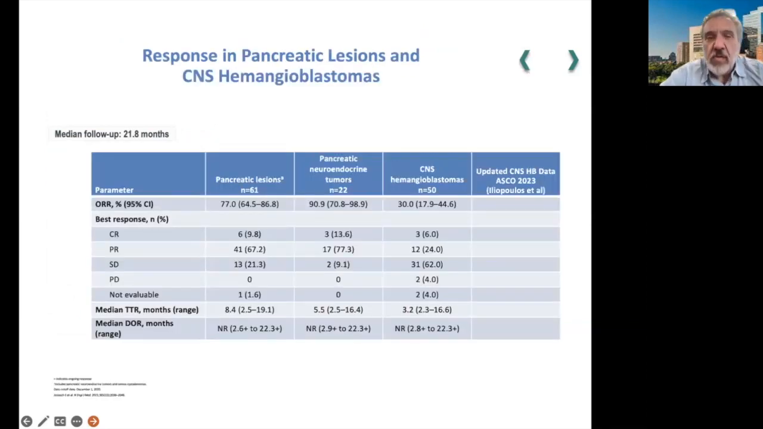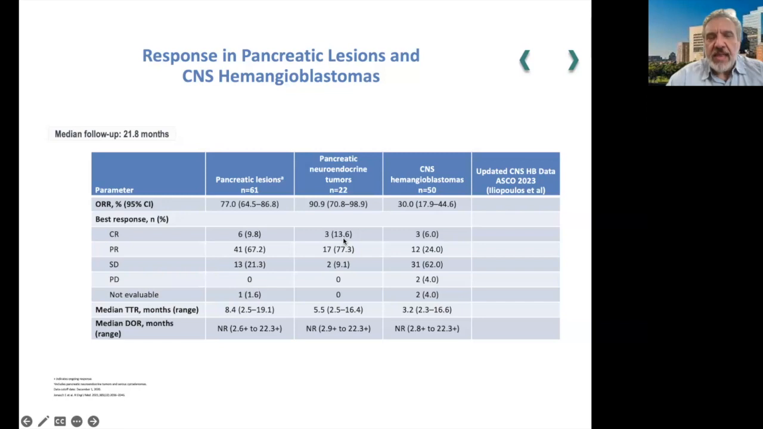What happened to the pancreatic neuroendocrine tumors and hemangioblastomas? If you look at this column, the first, second, third from the left, people with neuroendocrine tumors were much fewer. They're only 22, because the criterion to enroll people in the study was to have renal cell carcinoma, and only 22 of them had neuroendocrine tumors. But based on these numbers, there is a very encouraging response.